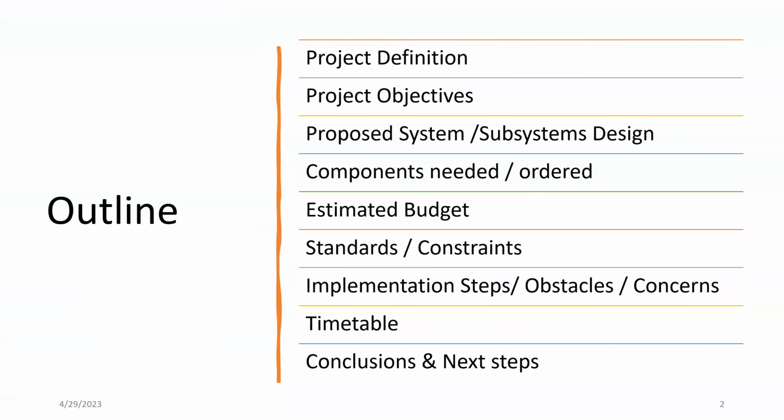In this presentation, I'll be going over the definition and objectives of the project and how my proposed system is designed. I'll touch briefly on the components that I need, the budget up to this point, and the standards and constraints, as well as the project steps and hurdles. I have a timetable that shows how the project is coming along, and I'll discuss the next steps for the project.